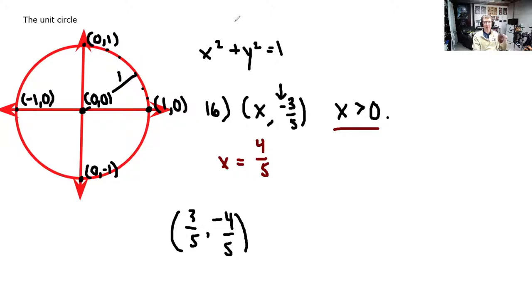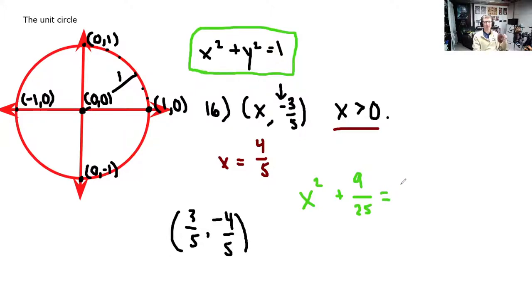How could we find this if we did not know that yet? Well, we only have a little bit of stuff to work with. We only have this. So we don't know what x is, so we leave it alone. We know what y is. It's negative 3/5. So we square it. And we know that this is on the unit circle. So we just solve this. Right? We get x squared equals 16/25. We square root both sides, and we get x equals plus or minus 4/5. Square root of 16 is 4, square root of 25 is 5. But we know it's positive, so it must be 4/5.